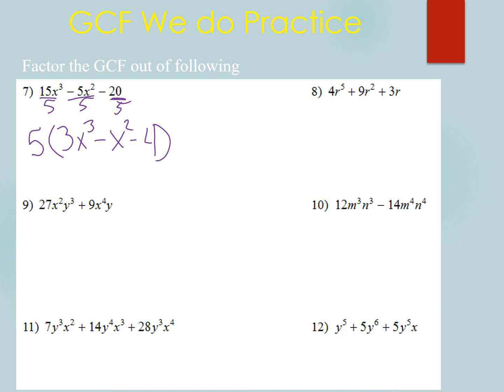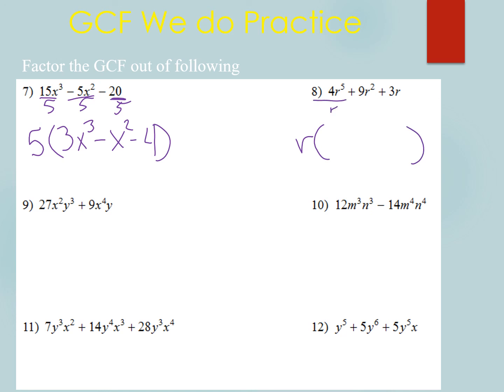Okay, looking at number 8 here, 4, 9, and 3. Well, 3 goes into 3 and 9, but it doesn't go into 4. 2 goes into 4, but 2 doesn't go into 3 and 9. So the only common factor that they have is 1. Now I'm going to look at the variables. Well, they all have r's, so I know that they have something in common. And if you look, the last term, 3r, only has 1 r that it can have in common. So they only have 1 r in common.